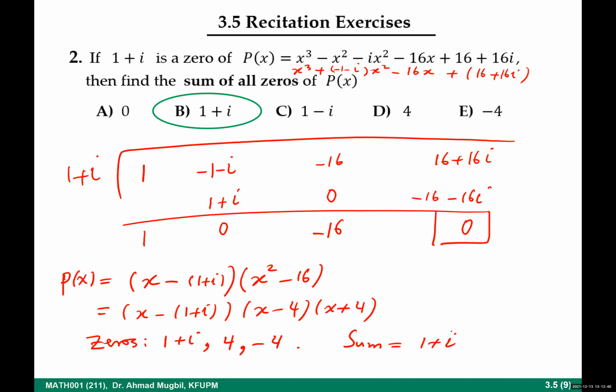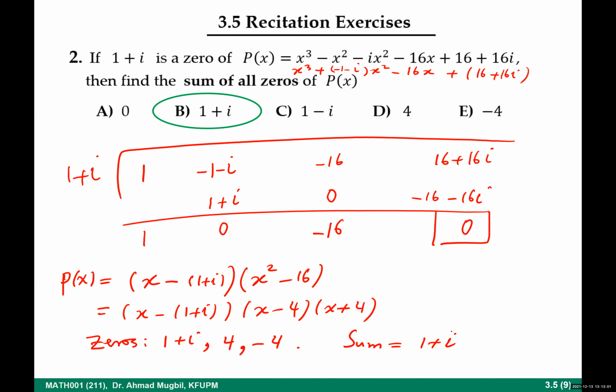Why not? It may have 3 or 2 or at least 1. It is a polynomial of degree 3. It must have 1, but it could have 2, it could have 3.